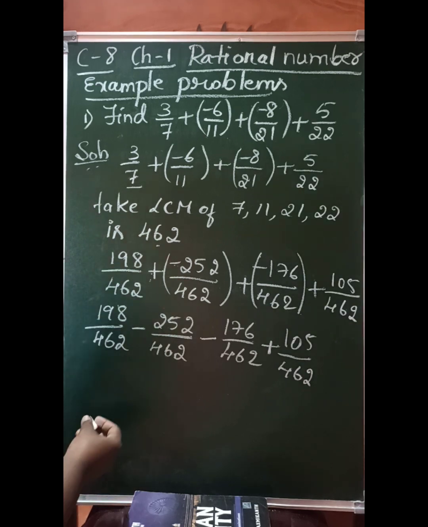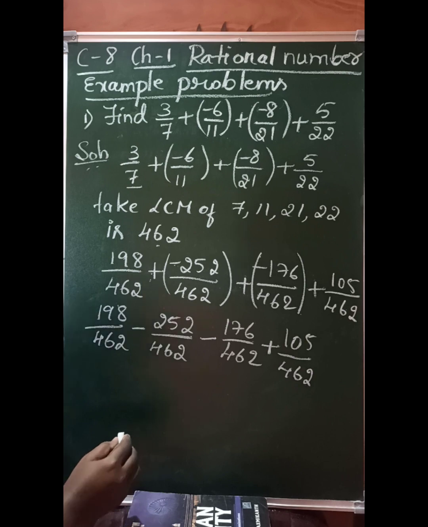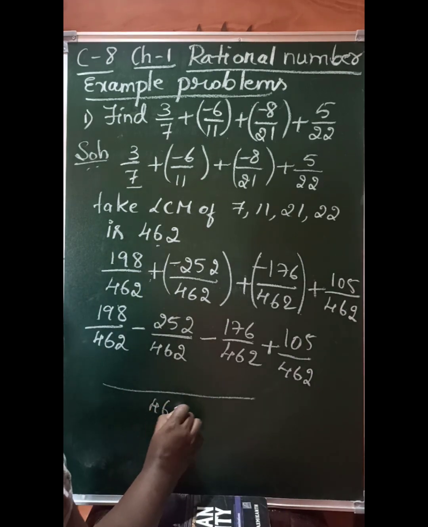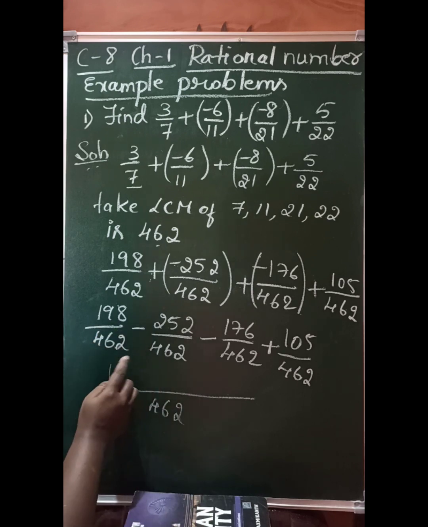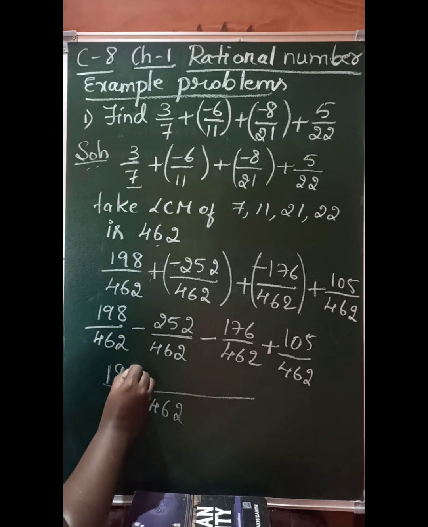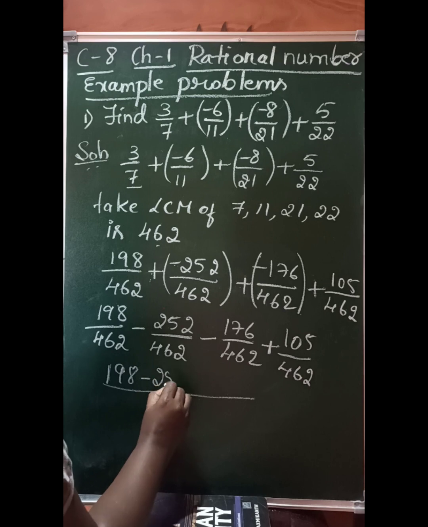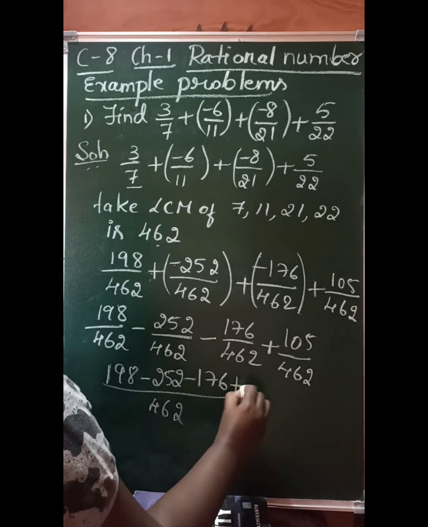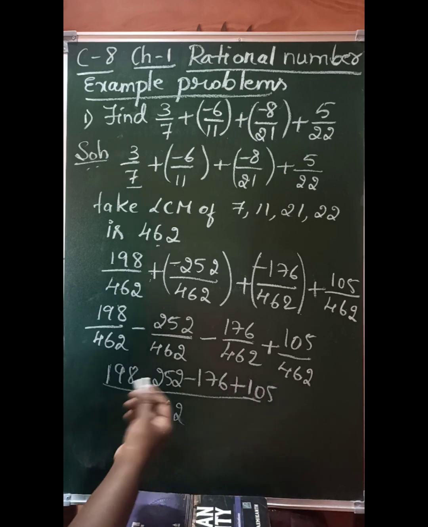So now try to solve this one. As the denominator is the same in all, consider the numerators directly, that is 462. Consider plus 198 minus 252 minus 176 plus 105. So how to solve this one?